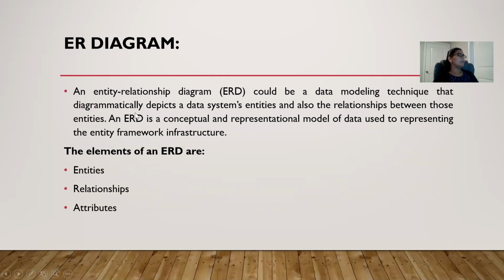ER diagram. The entity relationship diagram diagrammatically depicts a data system's entities, that is tables, and the relationships among those tables. So the basic elements of an entity relationship diagram are entities, that is tables, relationships, and attributes, that is columns in a table.